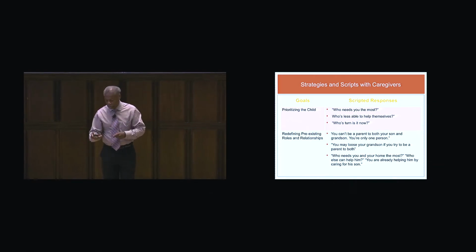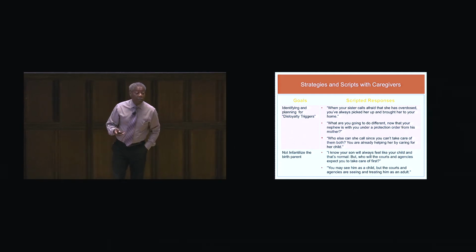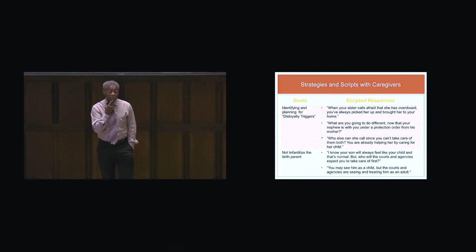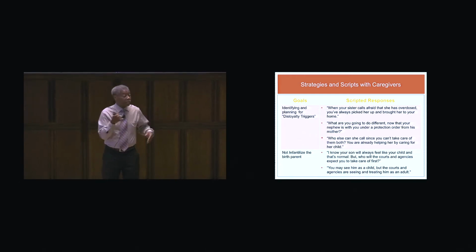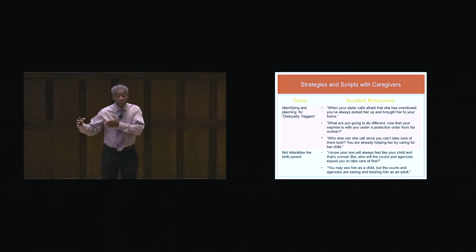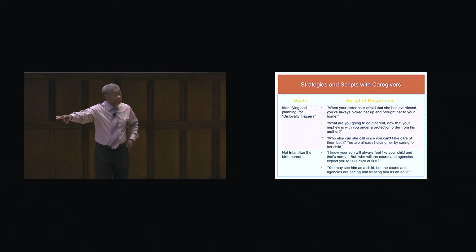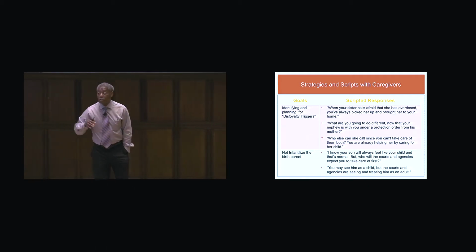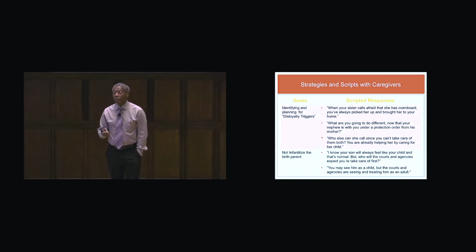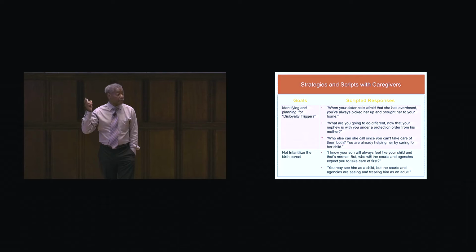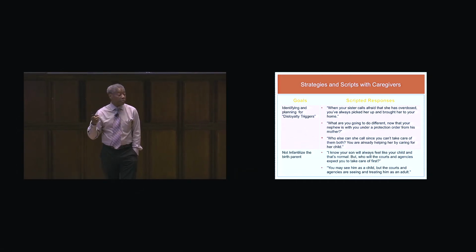So it's a change. Identifying the triggers. Three things need to happen with the trigger. The first is you have to help that relative caregiver identify the pattern in terms of how they were involved in helping the birth parent. So this is an example of identifying the pattern. When your sister calls afraid that she has overdosed, you've always picked her up and brought her to the home. That's the pattern. The second thing you're going to need to do is to talk to them about why the pattern has to change.